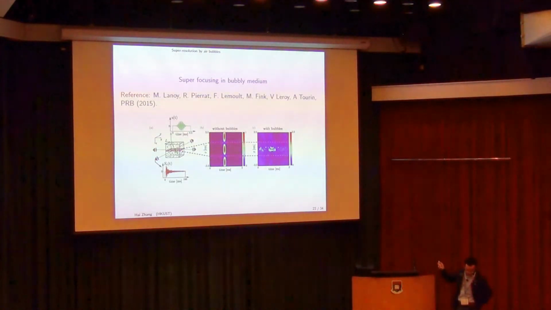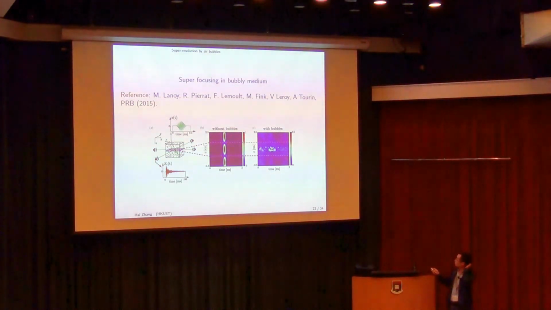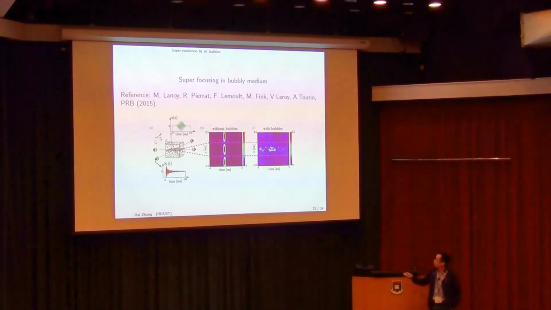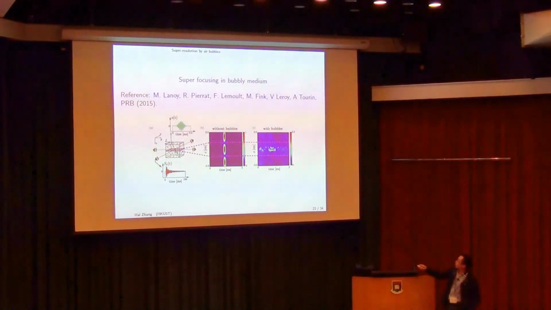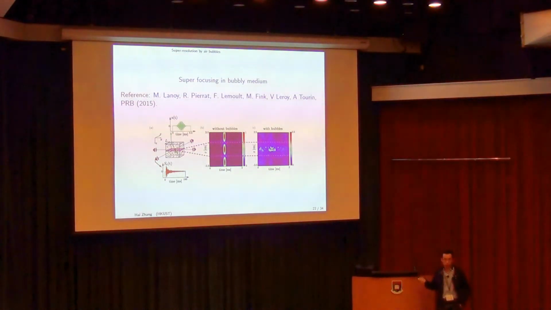Using this fact, a group of scientists in Paris performed a superfocusing experiment using air bubbles. In a water tank, they generate a lot of bubbles, and then they do a time reversal experiment, and they realize a superfocusing, where the focus spot is much smaller than the focus spot without air bubbles. So this is a superfocusing experiment. I'm also very interested in the mechanism, the mathematical explanation behind this experiment.